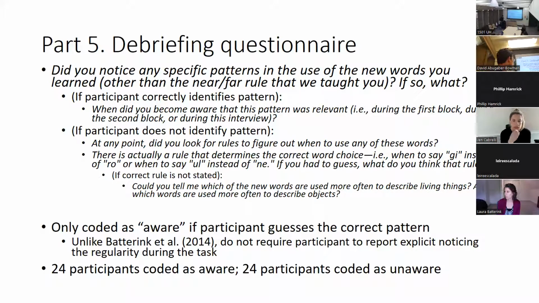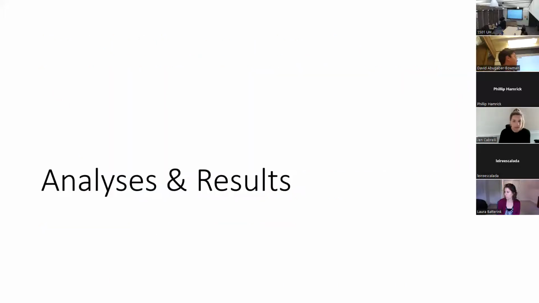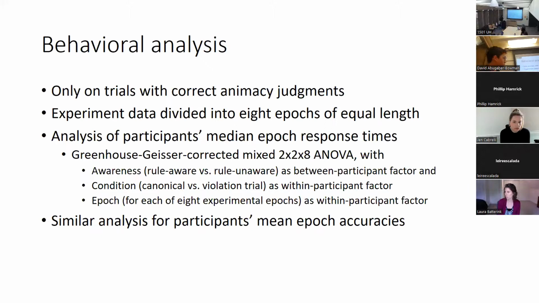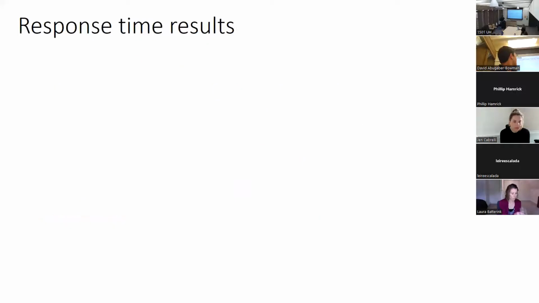Okay, under this scheme, we had 24 participants coded as aware and 24 coded as unaware. All right, so going over the analysis and results, I'm going to show the analysis and results for each research question together, because that makes it flow a lot better. To begin with, we did this behavioral analysis to see whether or not there was a learning effect, all things being equal. We did this just like David et al. did, looking at ANOVAs on reaction times and accuracies.